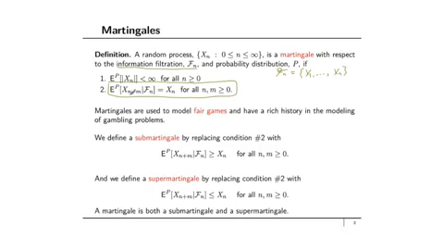And so martingales have often been used to model what are called fair games. They've got a rich history in gambling, for example, because this condition here models the idea of a fair game. So your expected future payoff is equal to your current wealth today, Xn. We define a sub-martingale by replacing condition 2 with a greater than or equal to sign, and we define a super-martingale by replacing condition 2 with a less than or equal to sign. A martingale then is both a sub-martingale and a super-martingale.